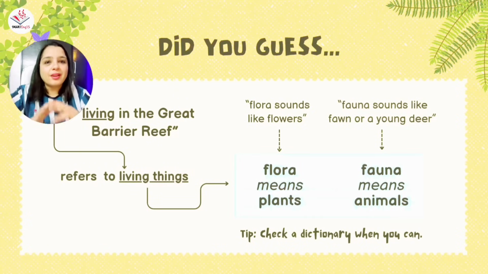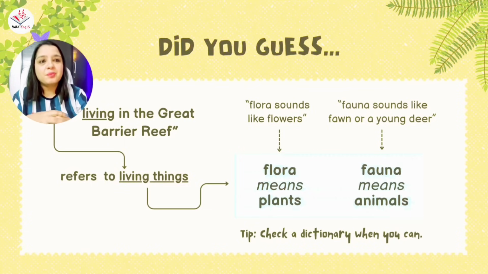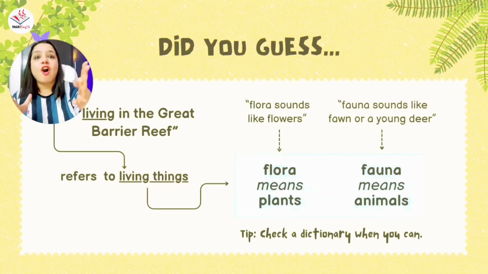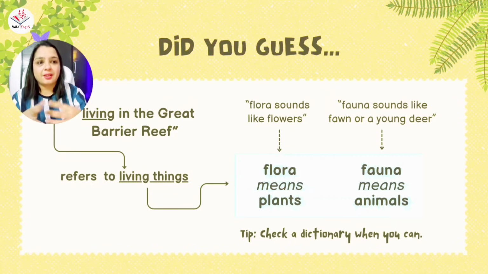So flora, if you can just hear it, also sounds like flowers, right? And fauna sounds like fawn, a young deer. So fauna means animals. These are two most important words when we talk about science vocabulary, because our science begins with flora and fauna.